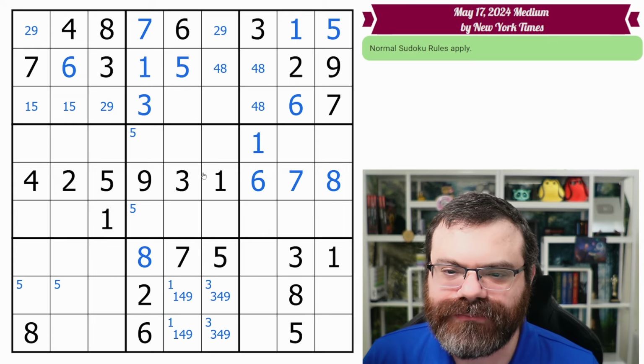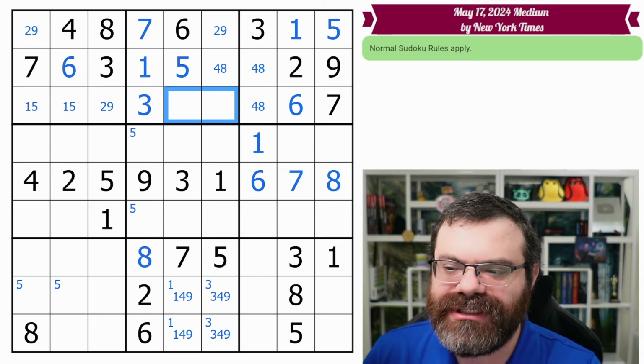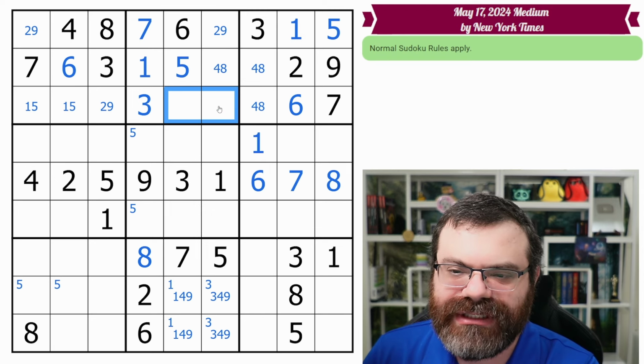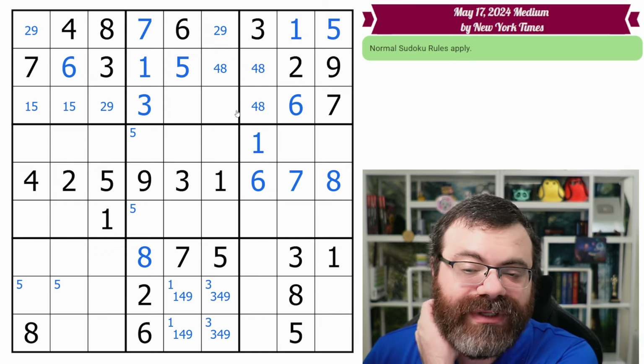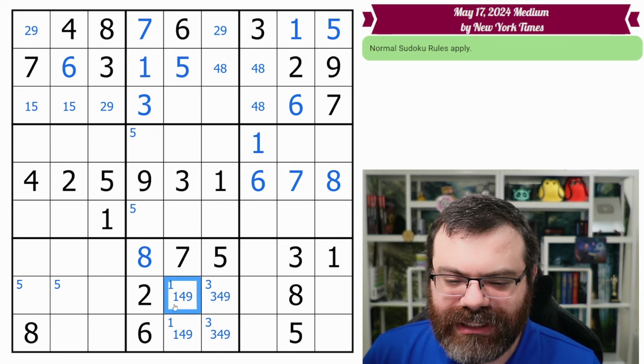Now, placing this 3, we have reduced this box to 4 digits, the 2, 4, 8, 9. So we're going to look to see if those are restricted, and I am not seeing how 2, 4, 8, 9 are restricted at all, and so we are not going to pencil those because it's 4 digits each. All right, so that was that box.